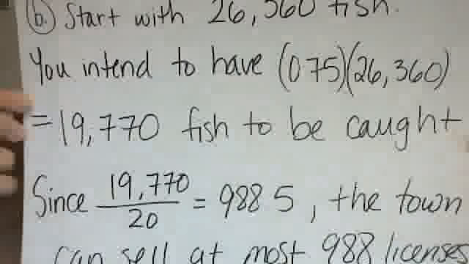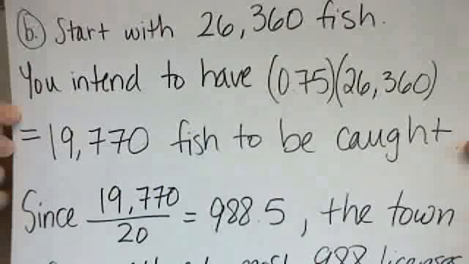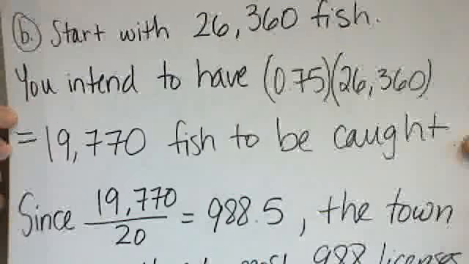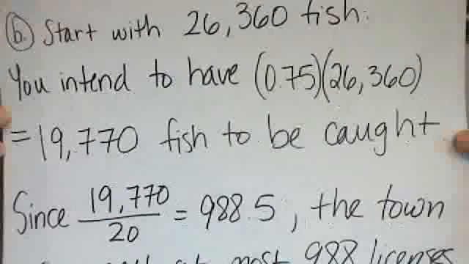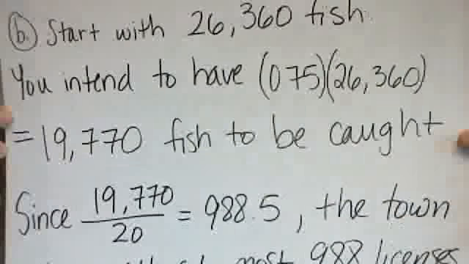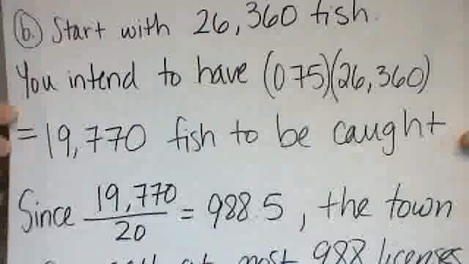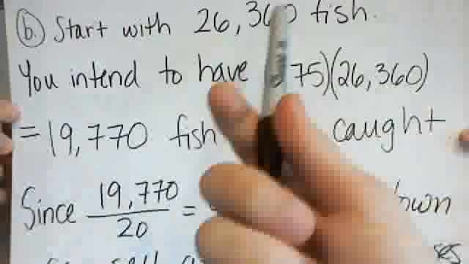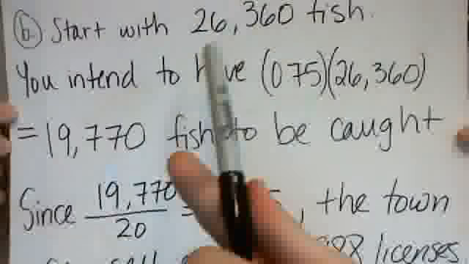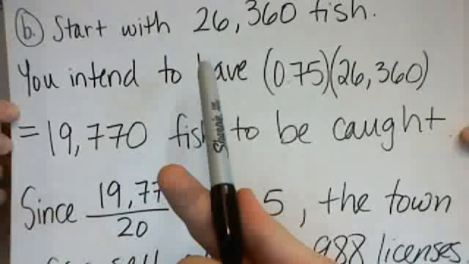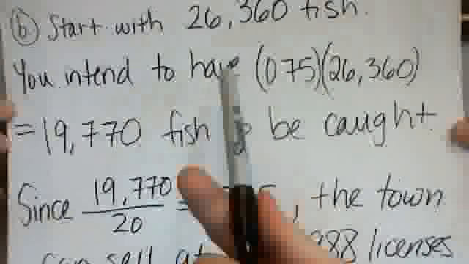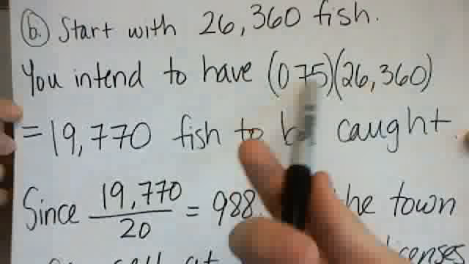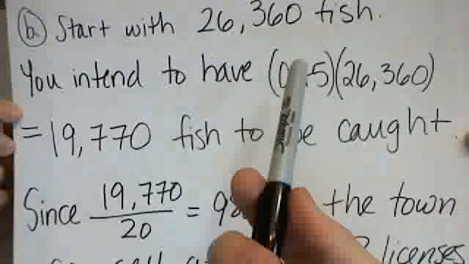Now part B, it says you plan to start the season with 1 fish per 1,000 cubic feet. You intend to have at least 25% of the opening day's fish population left at the end of the season. What is the maximum number of licenses the town can sell if the average seasonal catch is 20 fish per license? Okay, so to get this down on paper, you start with 26,360 fish, correct? Since you intend to have 25% of the opening day's fish population left, you multiply 75% times 26,360, because that would give you the leftover of 25%.